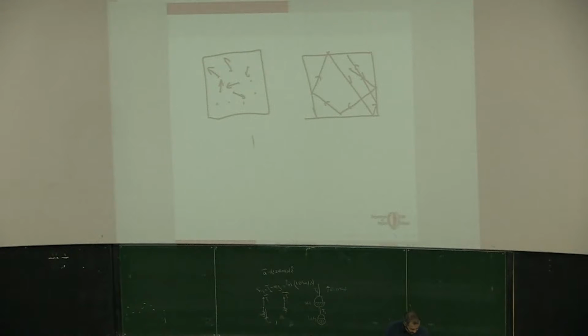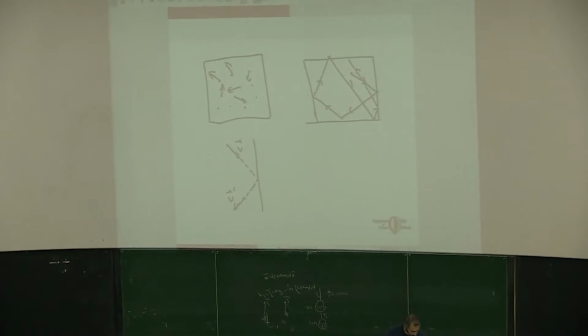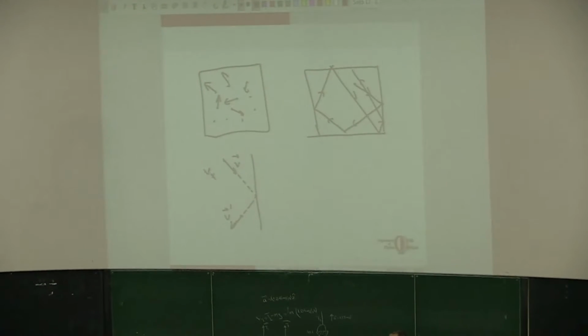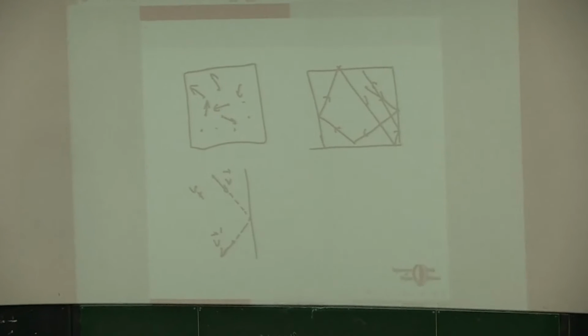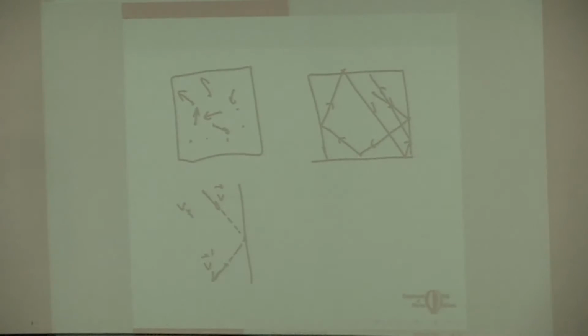Now, when it hits this wall, let's say, we have our molecule. It has some speed v. It hits the wall. We will assume that it bounces elastically. After it hits, it will have this velocity. So what happens is initially it had the x component of the velocity. Let's call it vx. So this is the x direction.